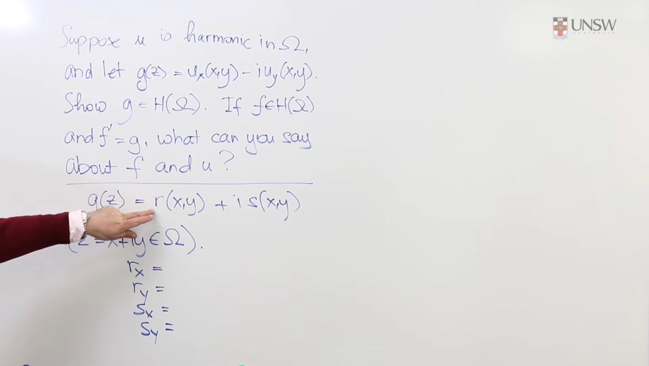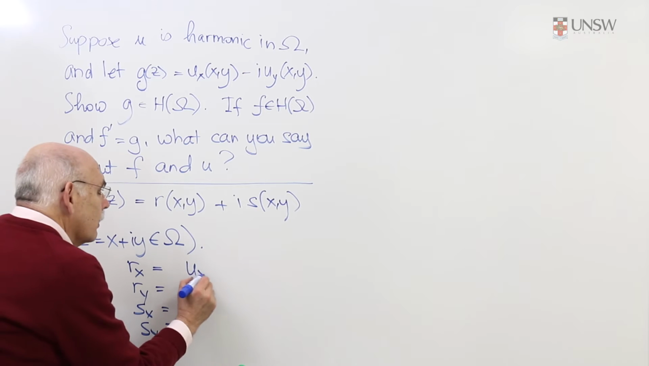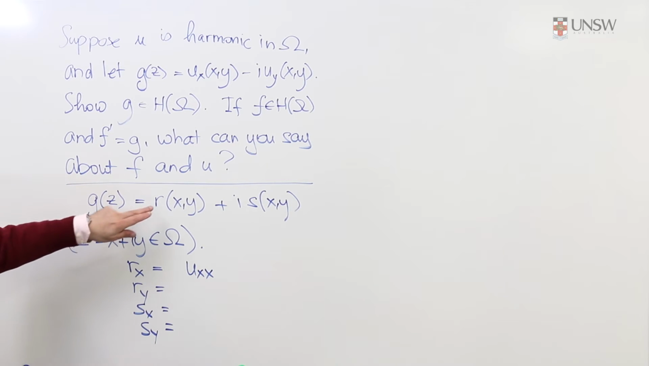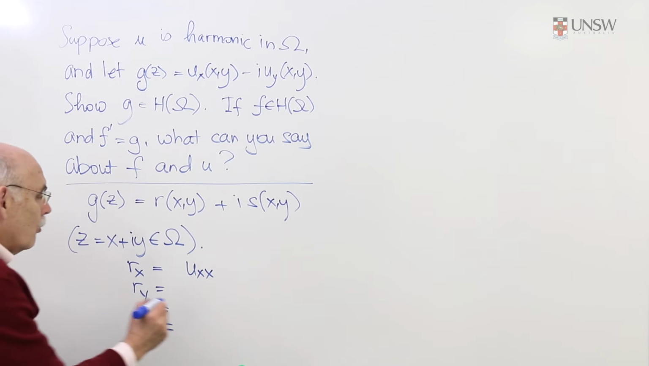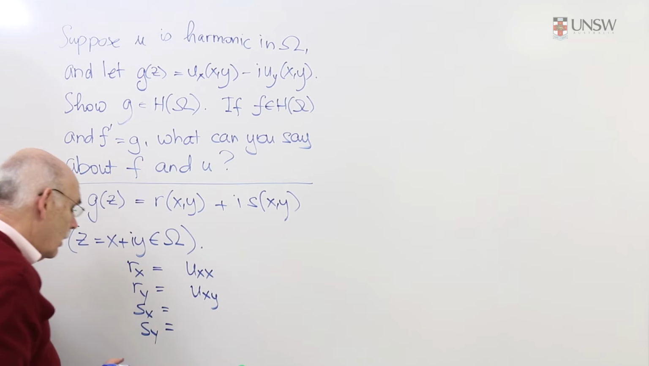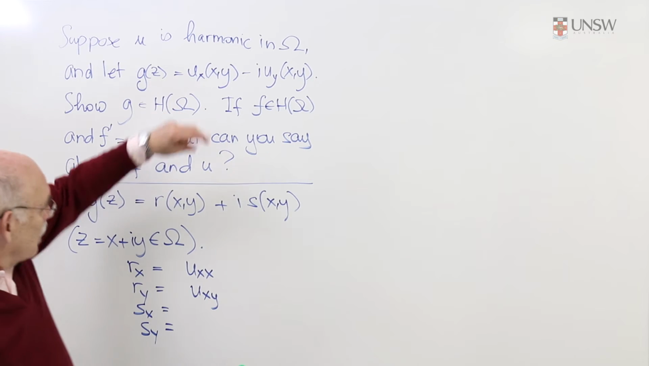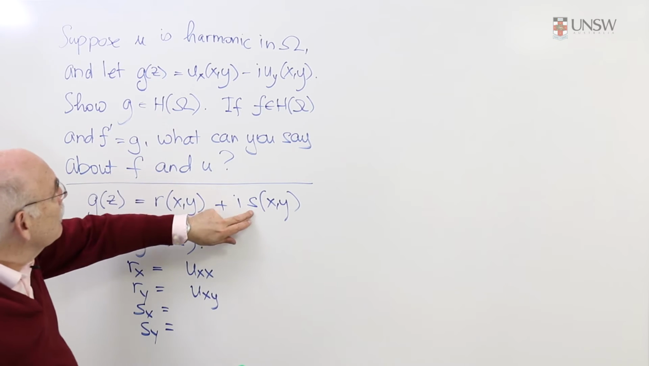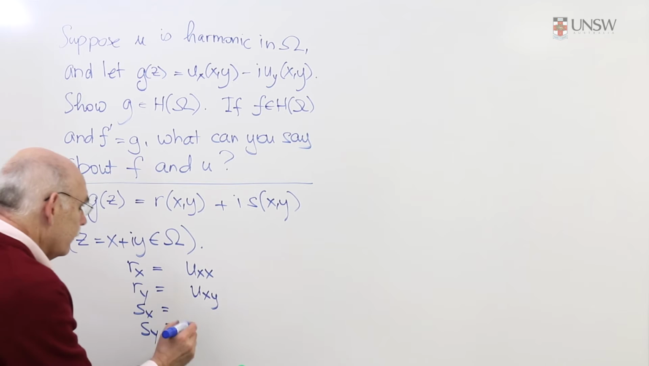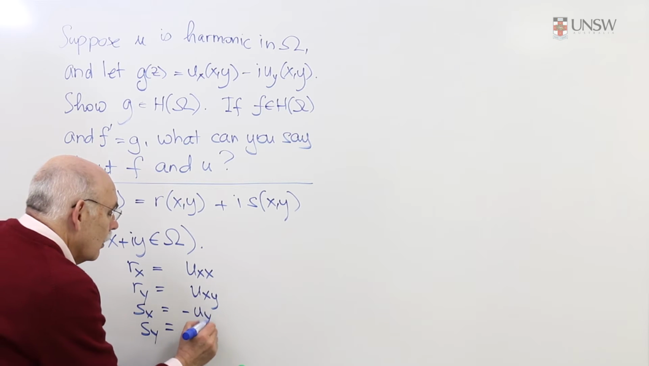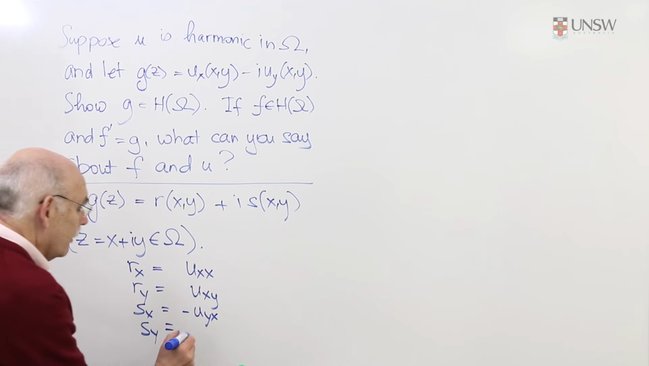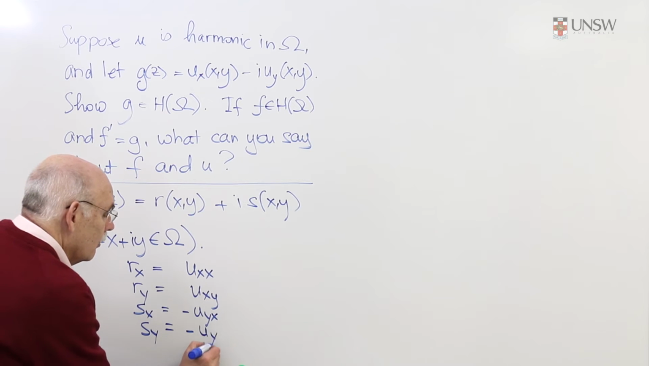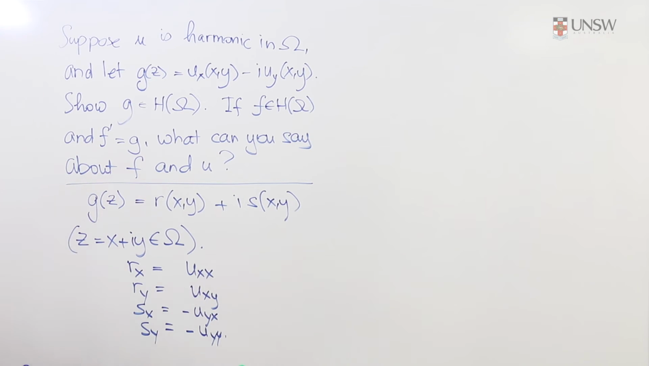Well, actually r is equal to u sub x, so r sub x is u_xx. r is equal to u sub x, so r sub y is u_xy. s sub x, well, s is equal to minus u sub y, so s sub x is minus u_yx, and s sub y in much the same way is minus u_yy. So what can we say about these things? Do the Cauchy-Riemann equations hold?